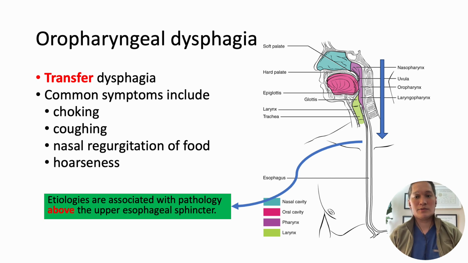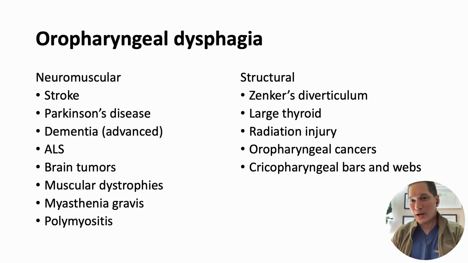When considering etiologies related to oropharyngeal dysphagia, consider pathologies that are above the upper esophageal sphincter. So the easiest way to remember the causes of oropharyngeal dysphagia is to break them down into two categories: neuromuscular causes and structural causes. So what are your neuromuscular causes? The most common is either stroke or advanced dementia, but patients with Parkinson's disease, ALS, muscular dystrophies, and even myasthenia gravis are related to oropharyngeal dysphagia. And as far as structural causes, the most commonly asked questions are related to Zenker's diverticulum, radiation injury, and oropharyngeal cancers, as well as any bars and webs related to the upper esophagus.